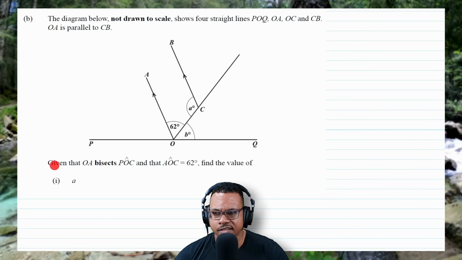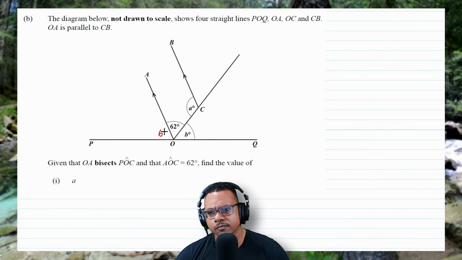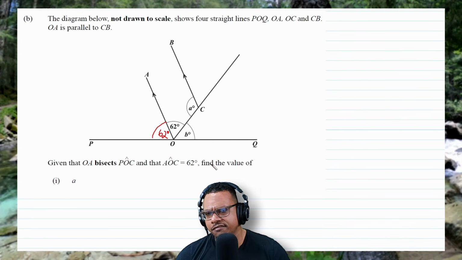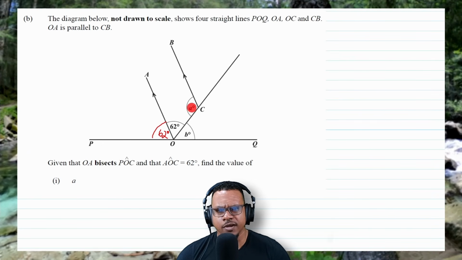Now down here, they're telling us that given that OA bisects angle POC, so that's this line here, OA bisecting the angle P to O to C, all right, and angle OAC is 62 degrees. So if here's 62, this is P to O to C, and then this line OA bisects this angle, then if here's 62, then here's also 62. All right, so we have that. Now, they want us to find the value of angle A. All right, so angle A is here.